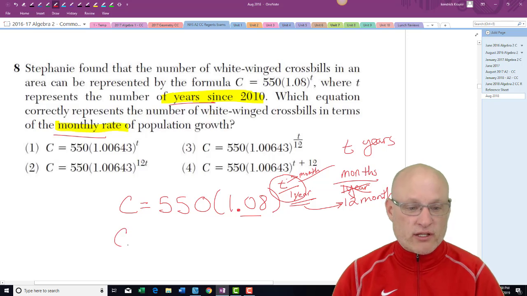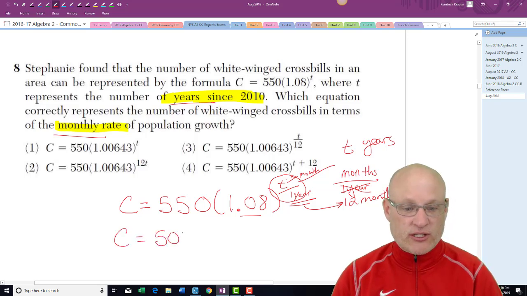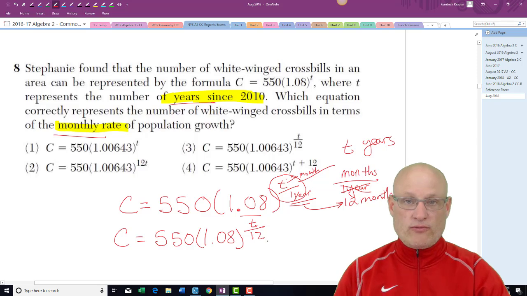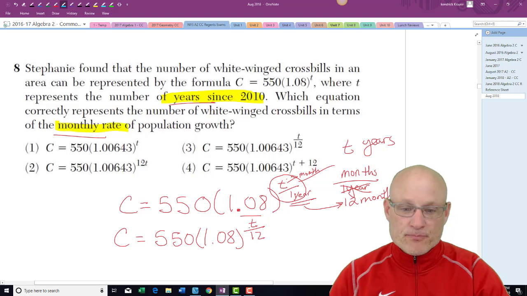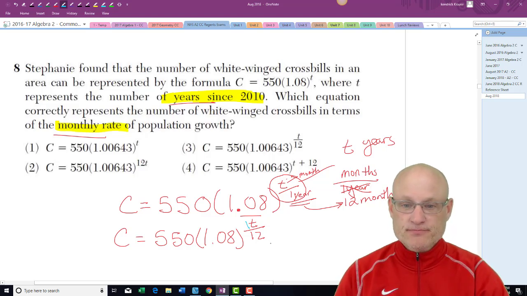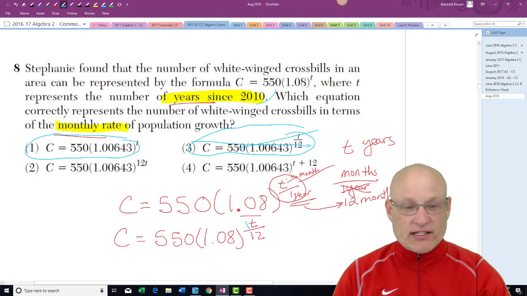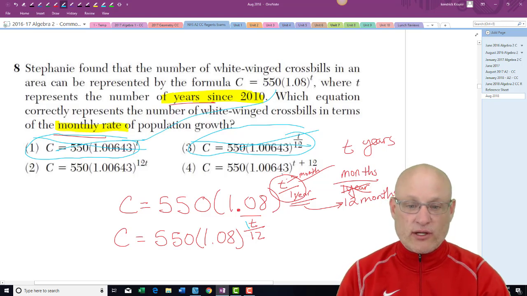So here's what we really have: C equals 55, 1.08, and now it's t over 12. Is that one of the answers? It's close to this one, but it's not this one. And it certainly isn't this one, because this one is exactly the same as that one, except they changed the base. So that's not it. It's got to be one of these other ones.